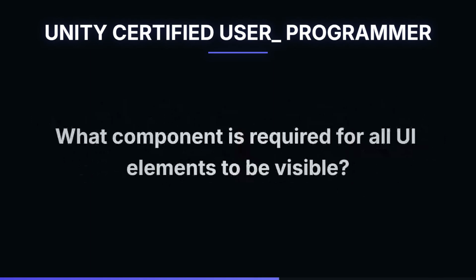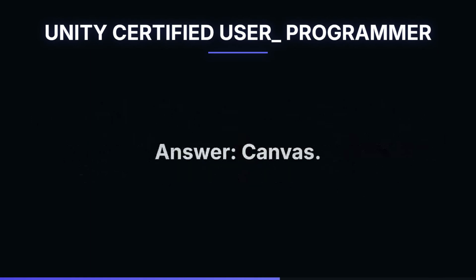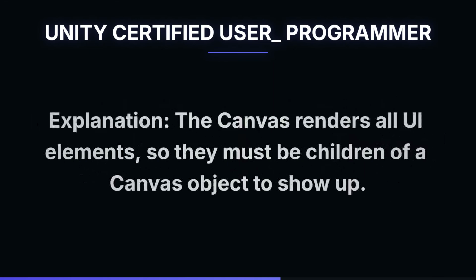Practice questions. 1. What component is required for all UI elements to be visible? Answer. Canvas. Explanation. The canvas renders all UI elements, so they must be children of a canvas object to show up.